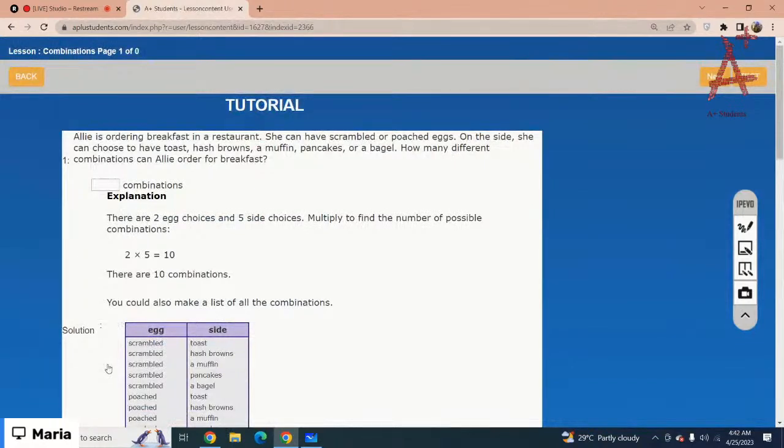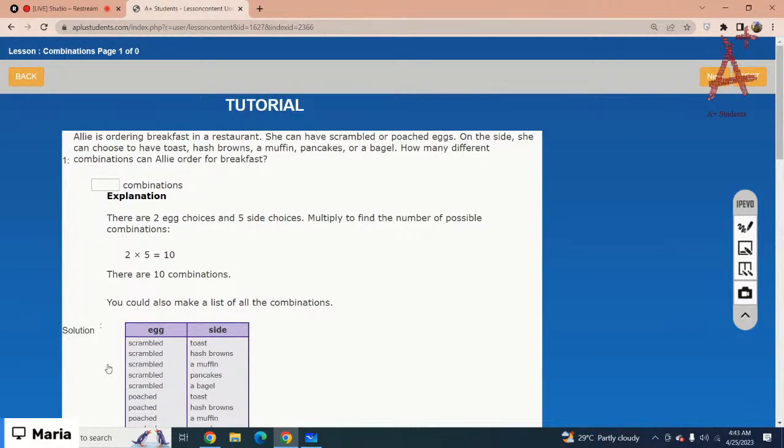Ellie is ordering breakfast in a restaurant. She can have scrambled or poached eggs. On the side, she can choose toast, hash browns, muffins, cupcakes, or a bagel. How many different combinations can Ellie order for breakfast?